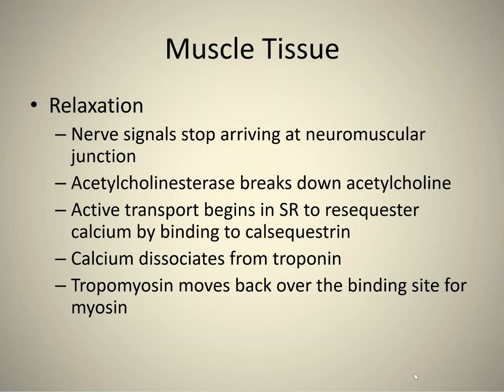Once the calcium is gone and dissociated from troponin, tropomyosin moves back over the binding sites for myosin and blocks the cross bridge formation. And the elastic filaments that were tightened actually release like a rubber band that's been stretched, and pull the sarcomere open, and you end up with a relaxed sarcomere and a relaxed muscle.